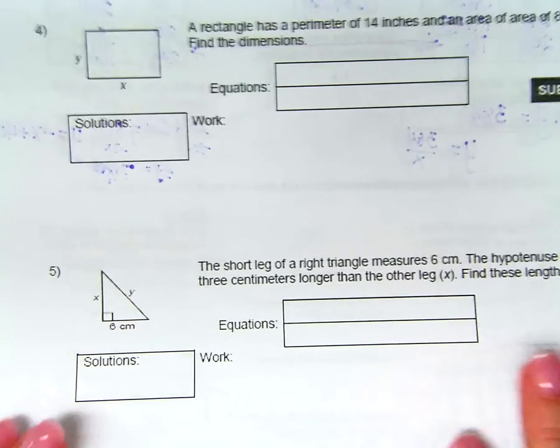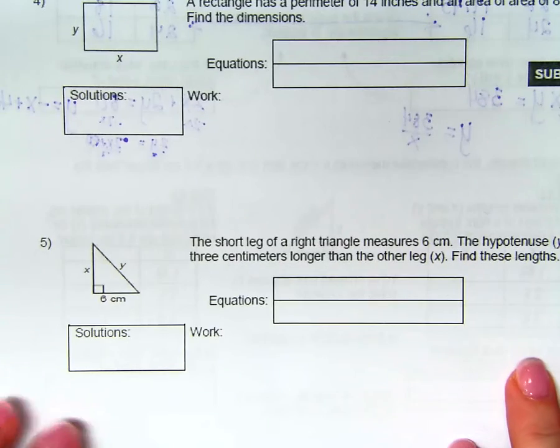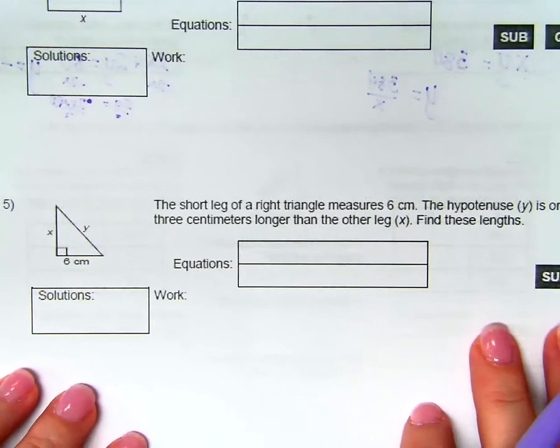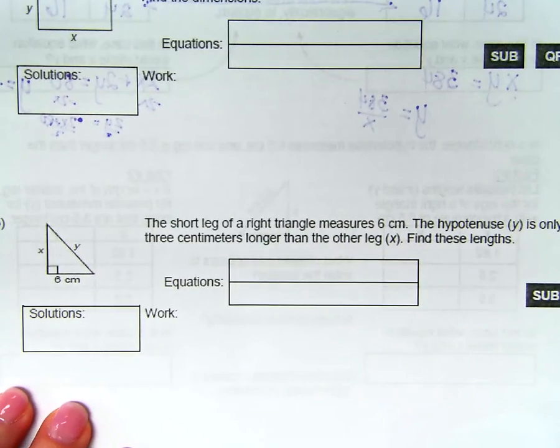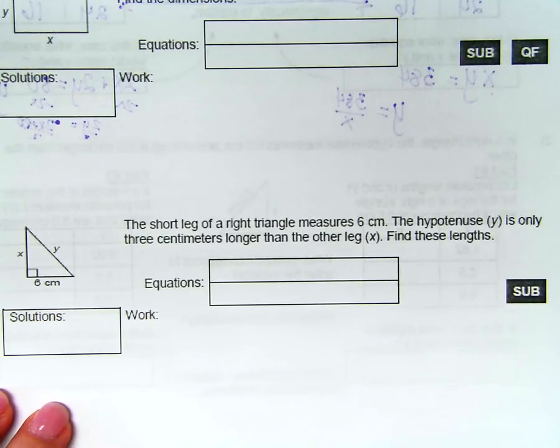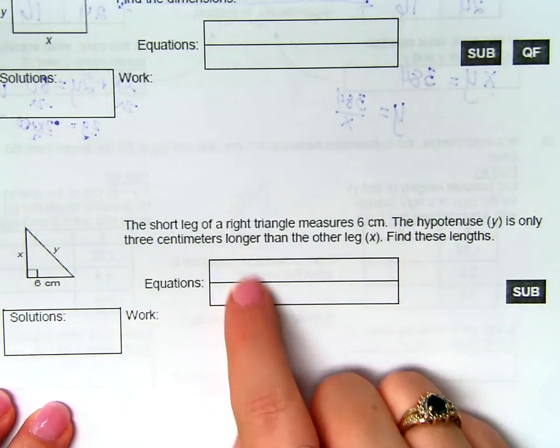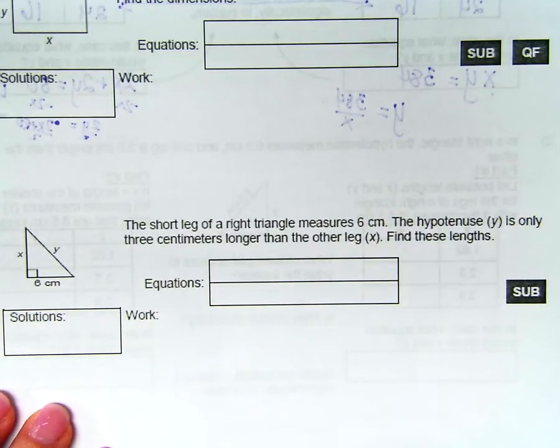What's 5? Triangle. The shorter leg of a right triangle measures 6 centimeters. The hypotenuse is only 3 centimeters longer than the other leg. So the very first thing we have to do is decide on the equations. Okay?